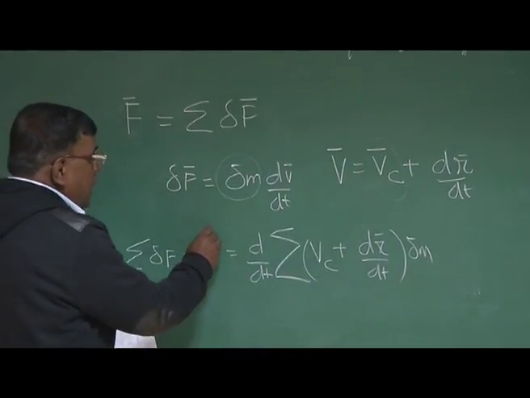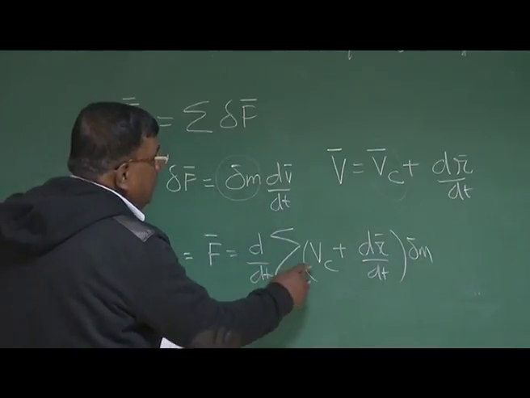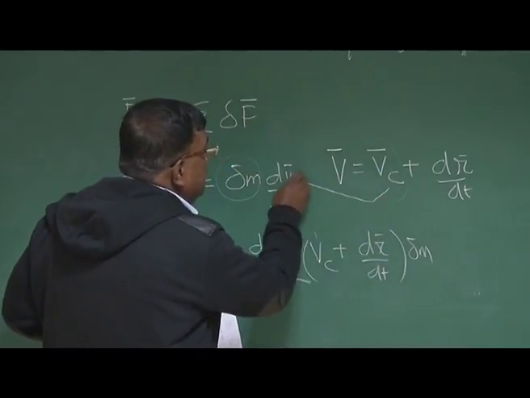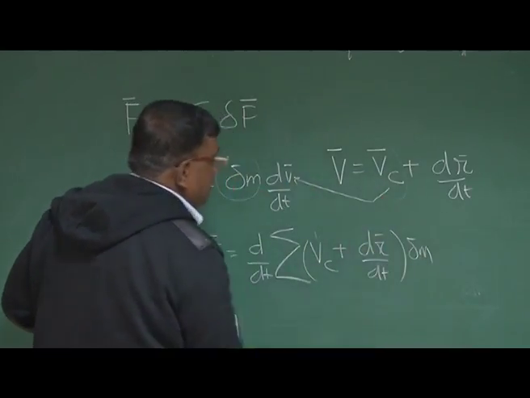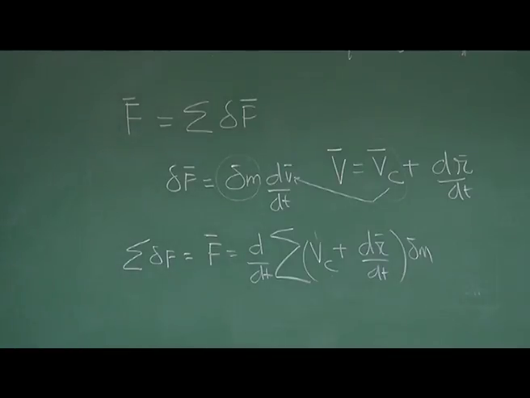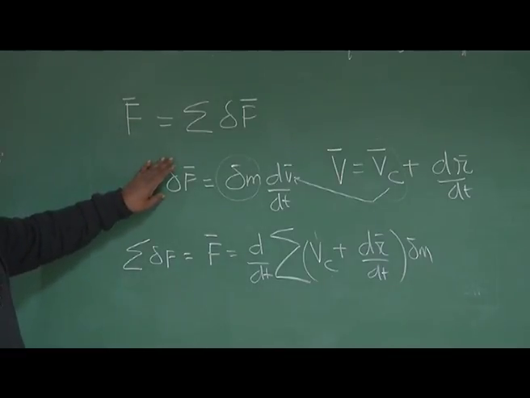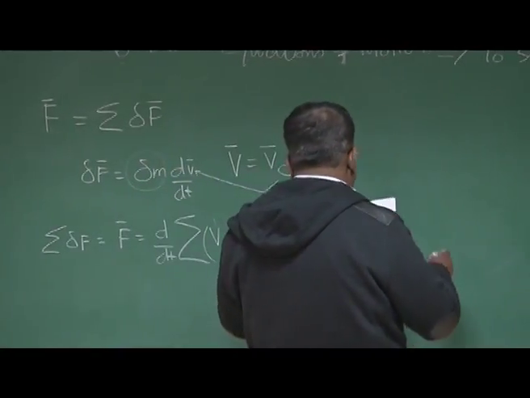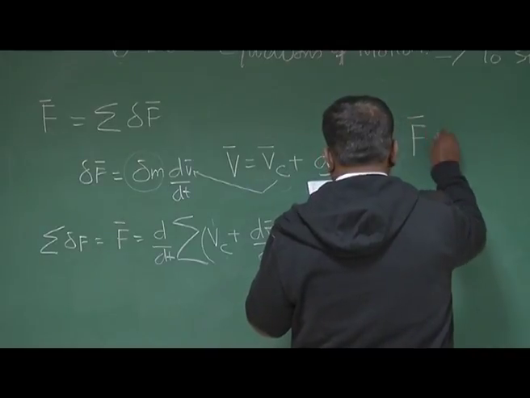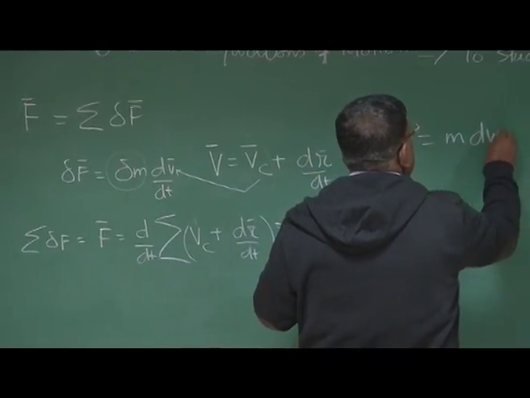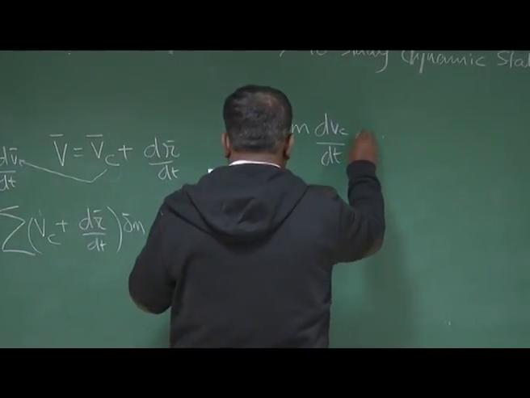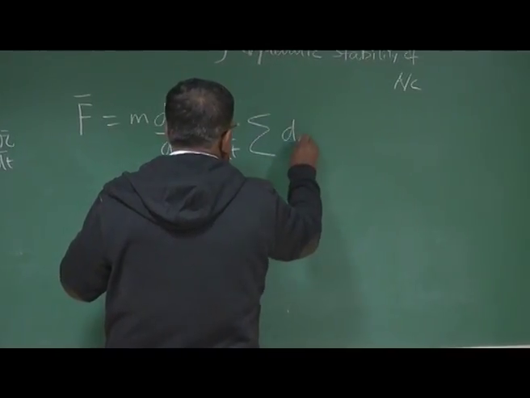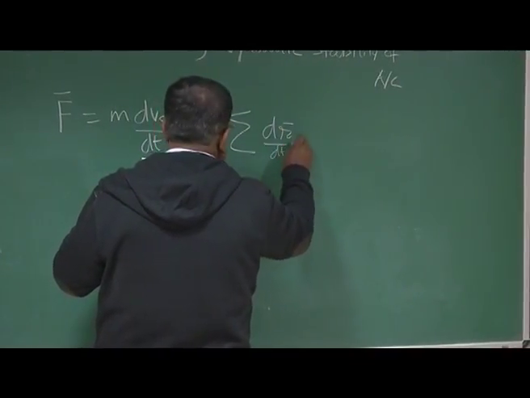To get the summation of delta F, equal to the total F, is d by dt of the summation of Vc plus dr by dt, like this, times delta m. This is the total force F. This was the force on a single element. Summation means total force. So after this, what happens? If I expand, then I get F equal to m dVc by dt plus d by dt of the summation of dr bar by dt into delta m.